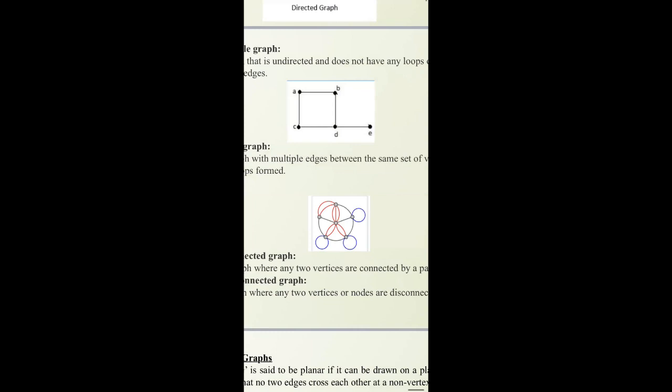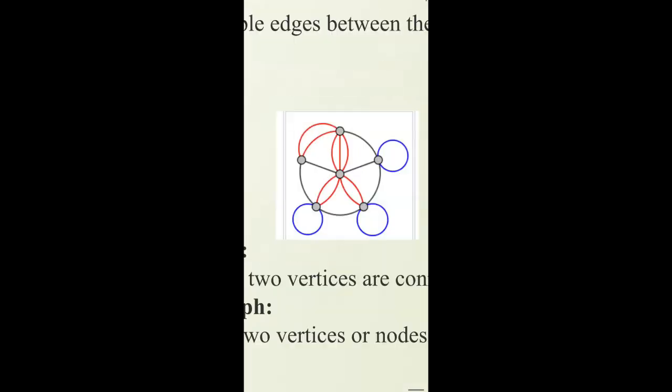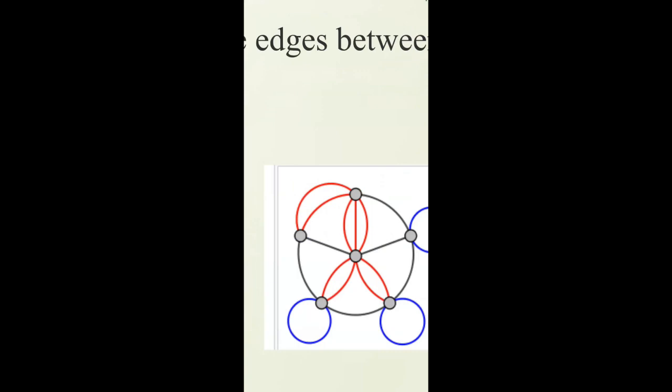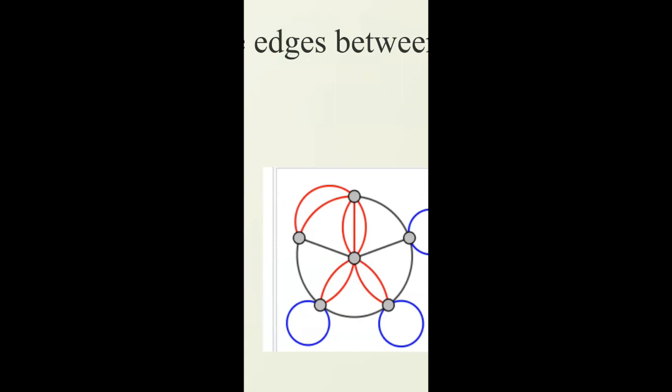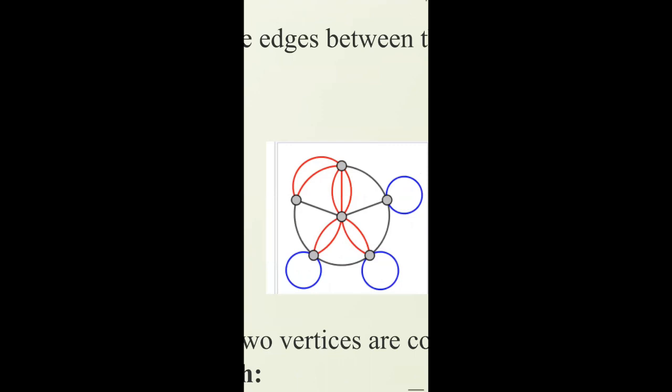And what are multiple edges? If a graph has more than one edge joining some pair of vertices, then these edges are called multiple edges. For example, this one. These two vertices share more than one edge. These are multiple edges. Understand? Can anyone differentiate between loop and multiple edges?